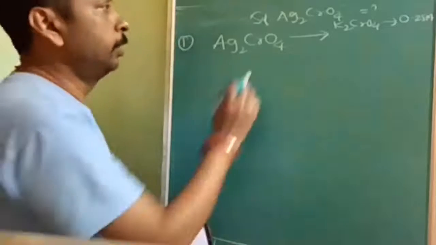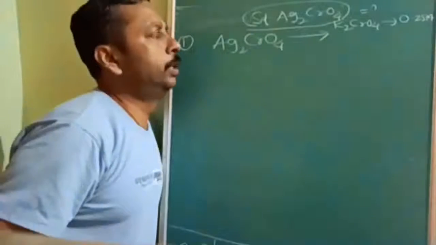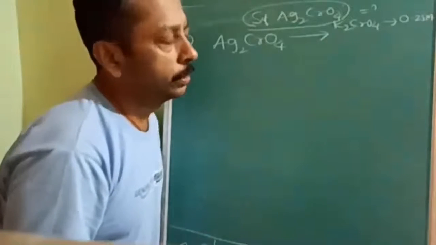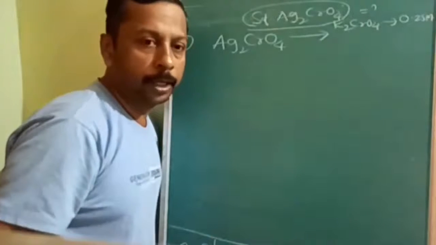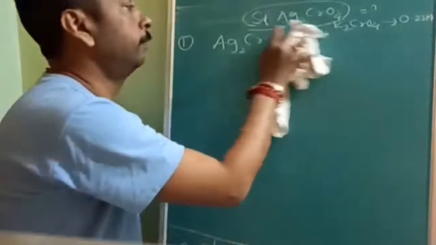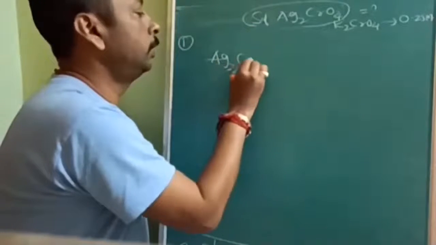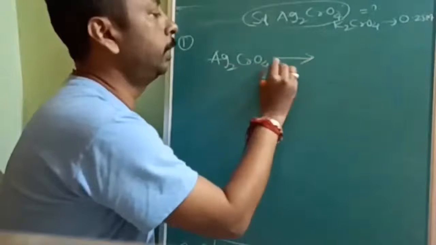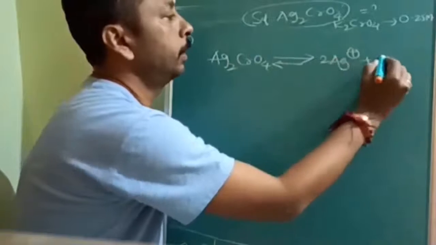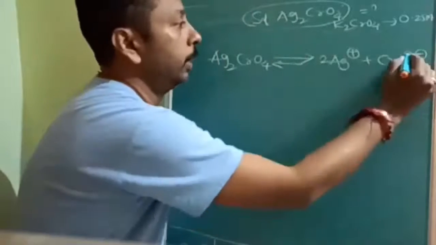So the first part I am solving. Here we have to find the solubility of Ag2CrO4 in K2CrO4 whose concentration is 0.25 molarity. The question was already dictated, so I am explaining it. This is a question of the common ion effect. Ag2CrO4 will dissociate into 2Ag+ plus CrO4 2-. Is it understood? Now next one.